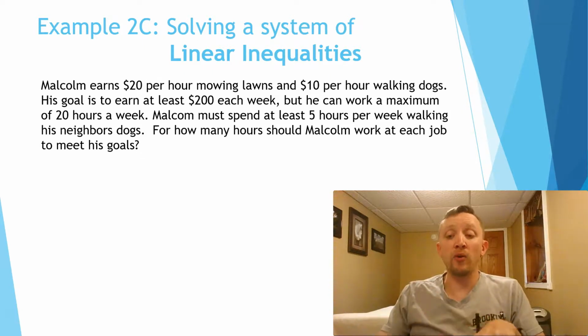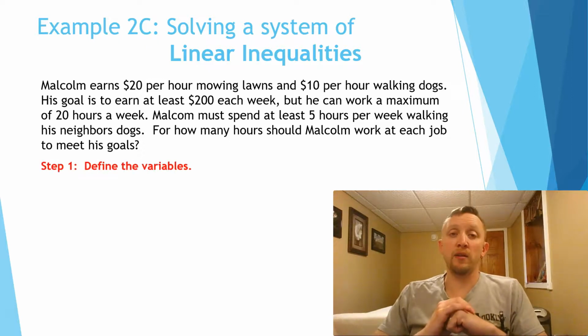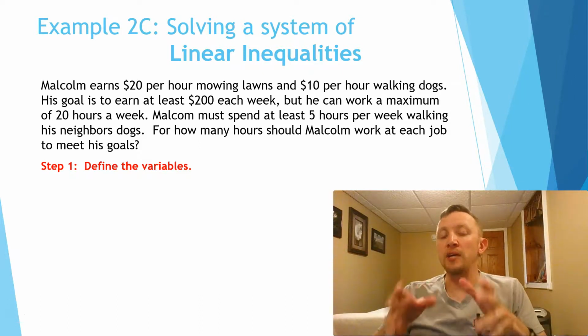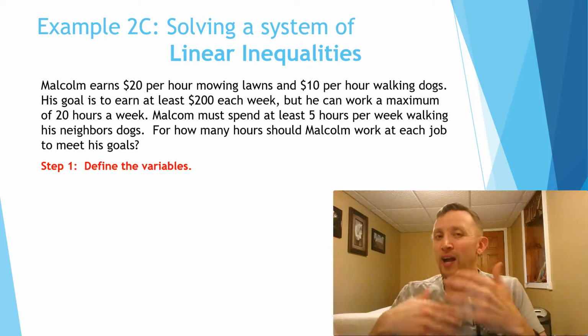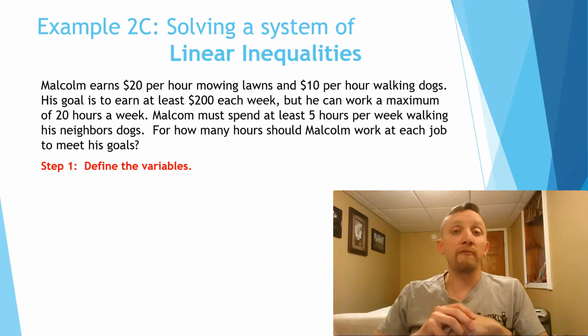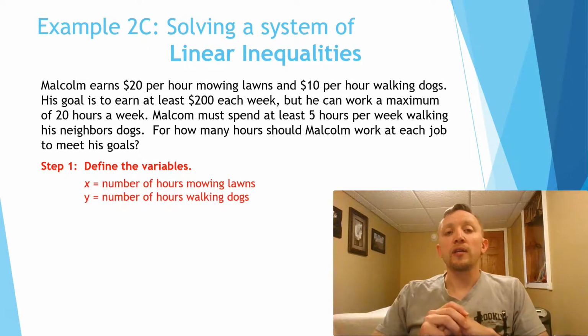Before I can even do that, though, I need to figure out what my x and y are going to be. So we have to define the variables. Now, a little trick to that: look for the question mark. Because where the question mark is, that's where they're going to ask you to find something. And so that oftentimes is going to indicate what variable, or in this case, variables, we're going to be solving for. So it says, for how many hours should Malcolm work at each job to meet his goals?